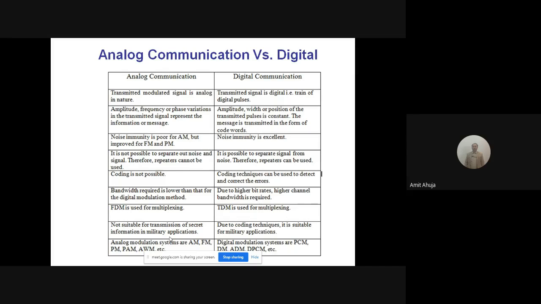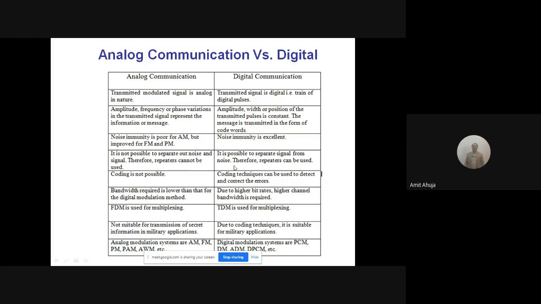A repeater doesn't reduce the noise. An analog repeater doesn't reduce the noise; rather, it introduces its own noise, and that is why performance goes down, and I am not able to transmit for a long distance in analog communication.